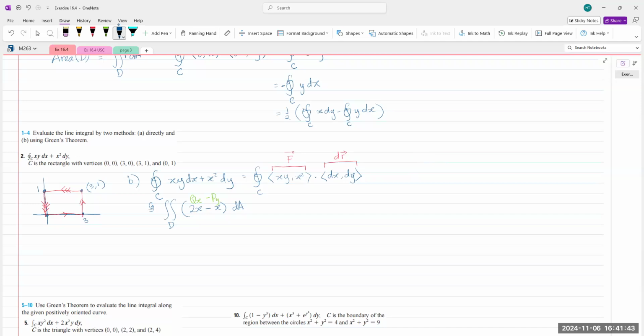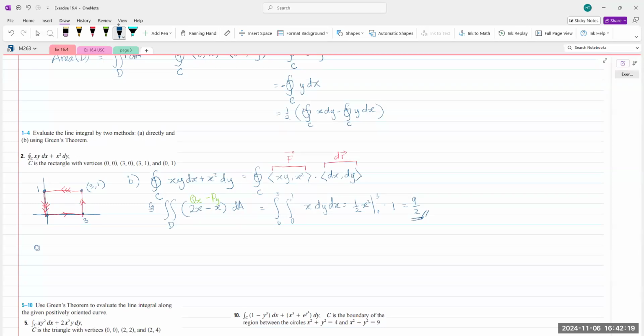So this is equal to the integral from 0 to 3, integral from 0 to 1 of x dy dx. The domain is a rectangle, and the integrand is separable, so we can integrate right away. This is 1/2 x squared from 0 to 3 times the length of y, which is 1. That equals 9/2, according to Green's theorem.